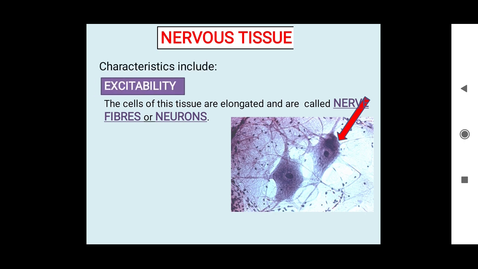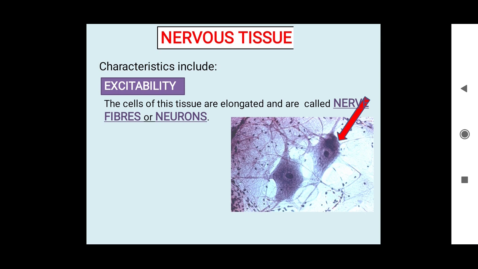Then let us study the characteristics. The first very important characteristic is excitability. The nervous tissue is excited on receiving a stimulus. Now, what does this mean? Nervous tissue, if you remember, helps the person to react to the surrounding changes. So, whatever changes are taking place in the surroundings of an individual will be sensed by these cells.